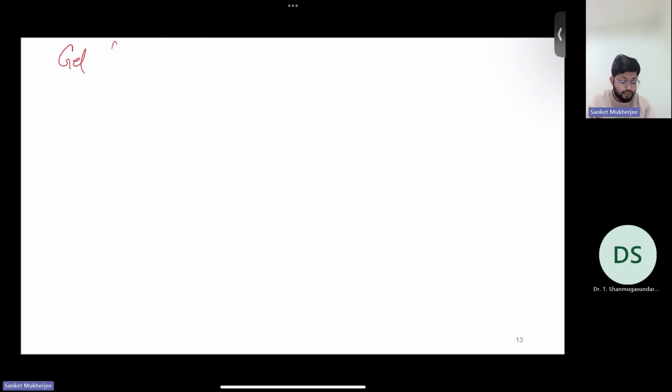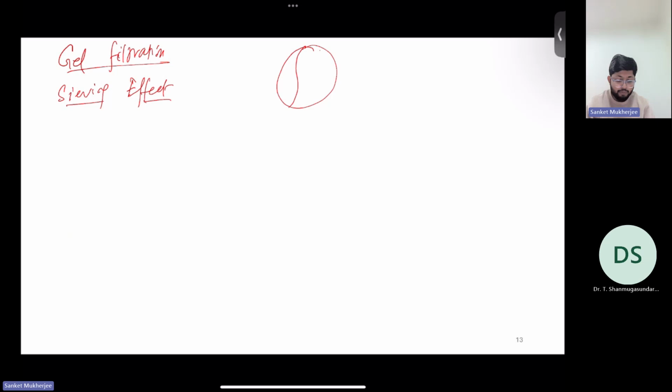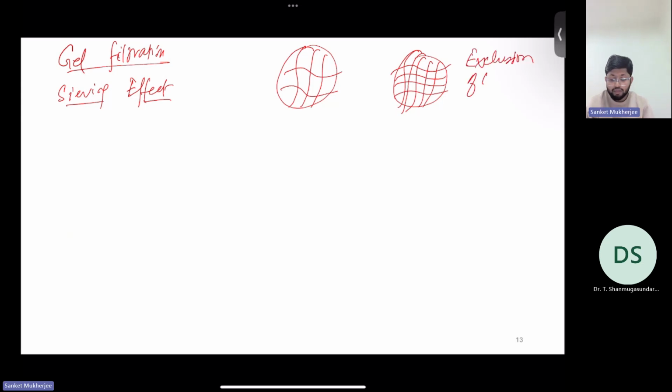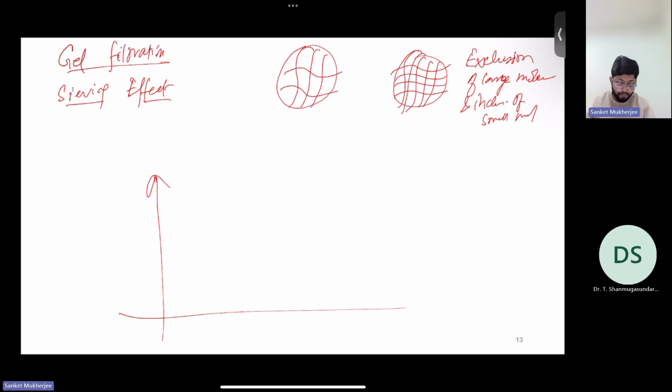Then comes gel filtration chromatography. In gel filtration chromatography, the principle is the sieving effect. If there are large pores in the sieve, there could be large pores and there could be small pores. This is how the sieves work. So there is exclusion of large molecules and inclusion of small molecules. Based on this, you would see, when you plot the chromatogram, absorbance versus the elution time.